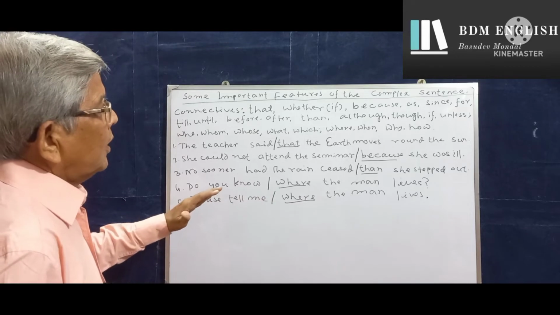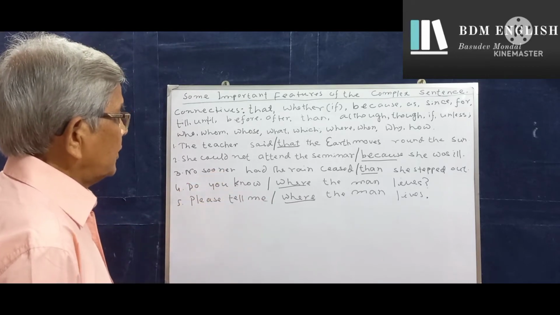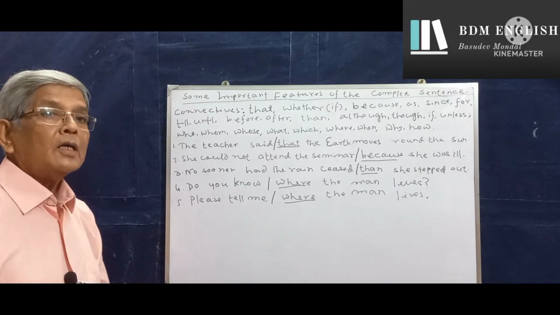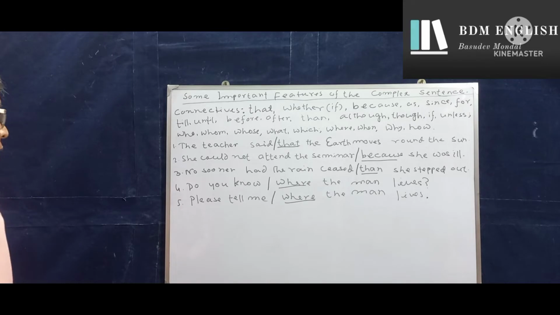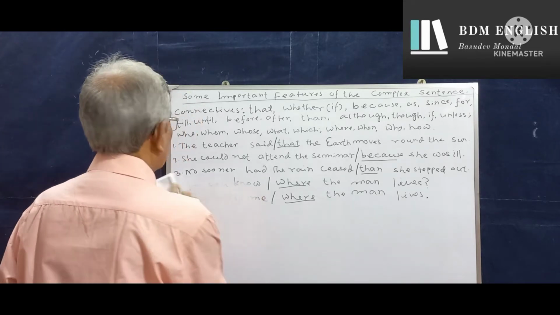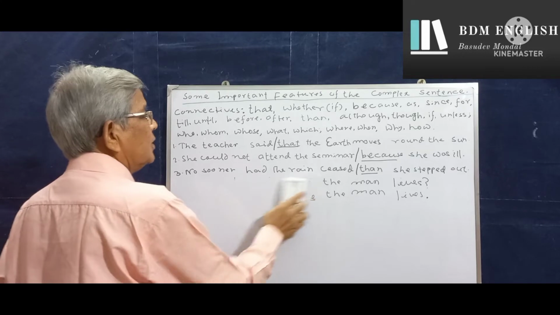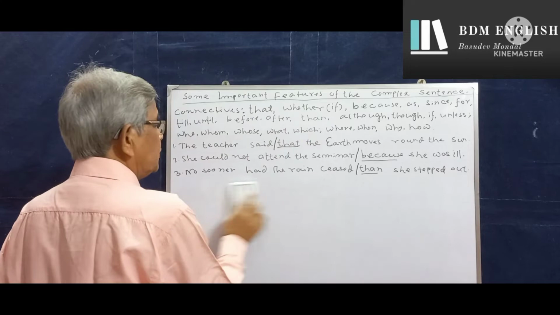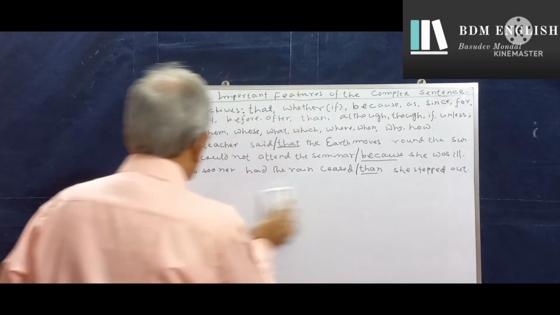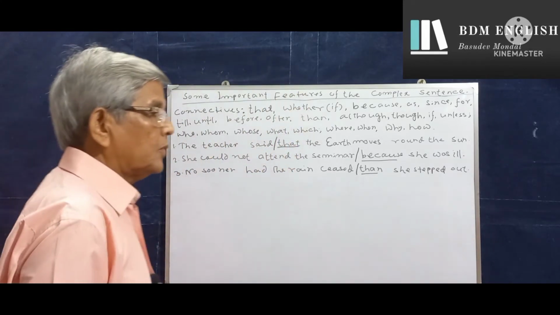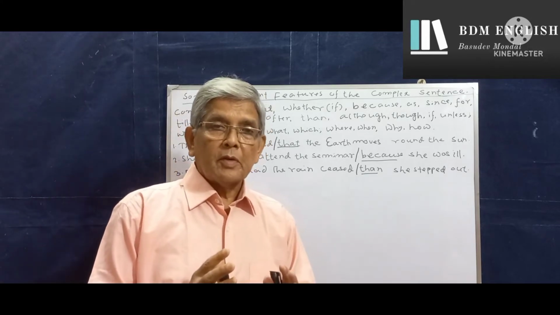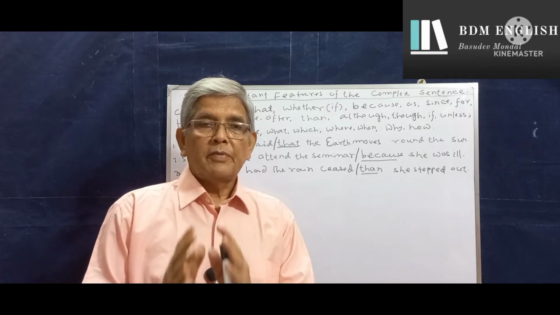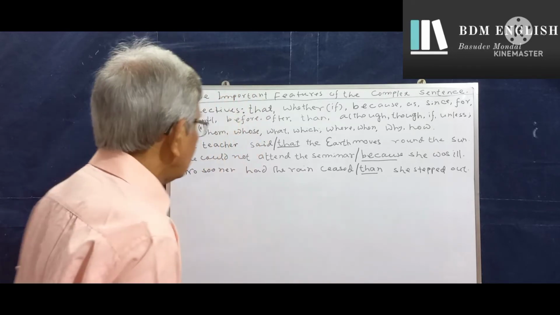Now, the next important feature of the complex sentence is the sequence of tenses. The sequence of tenses is a set of rules according to which the tense of the finite verb of the principal clause determines, controls the tense of the finite verb in the subordinate clause.